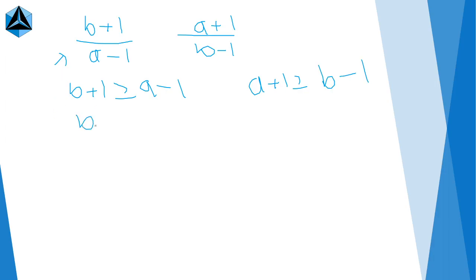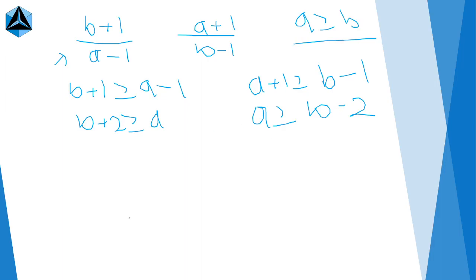So we get b plus 2 is greater than or equal to a. And we get a is greater than or equal to b minus 2. Now the problem stated that a is greater than or equal to b, so let's keep that in mind.